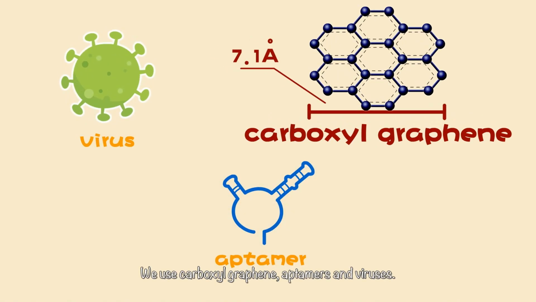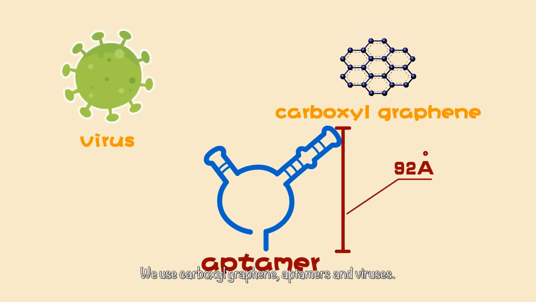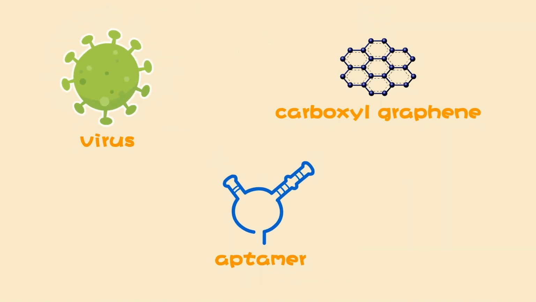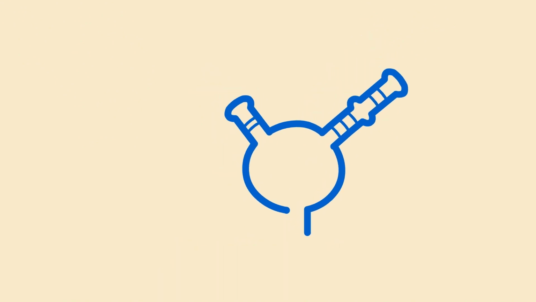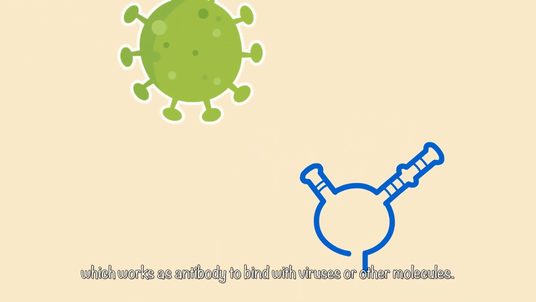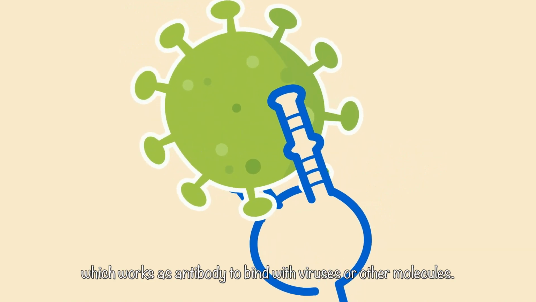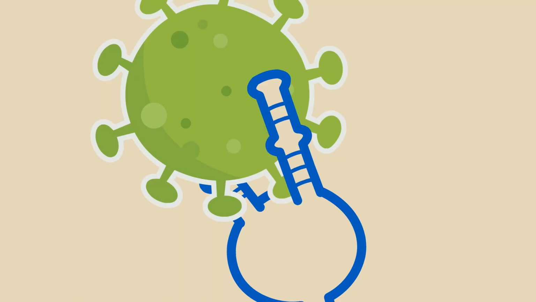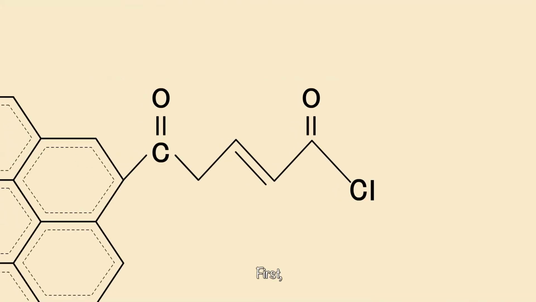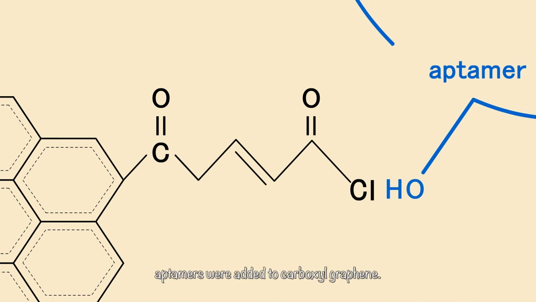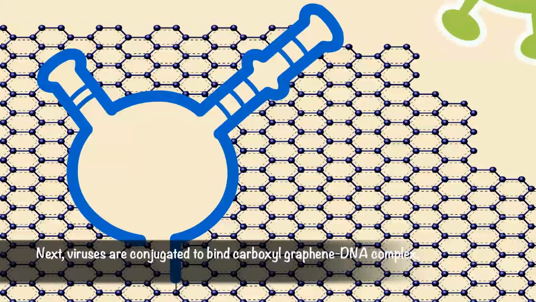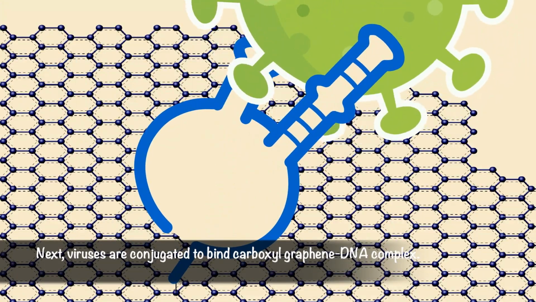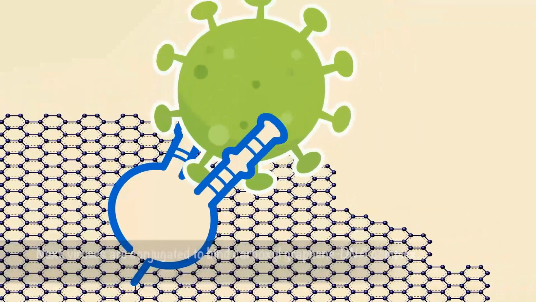We use carboxygraphene, aptamers, and viruses. An aptamer is a unique DNA fragment which works as an antibody to bind with viruses or other molecules. First, aptamers were added to carboxygraphene. Next, viruses are conjugated to bind the carboxygraphene DNA complex.